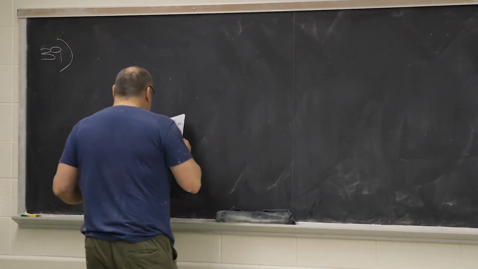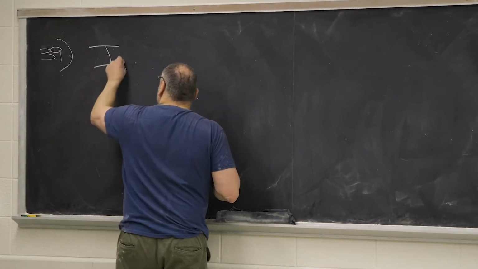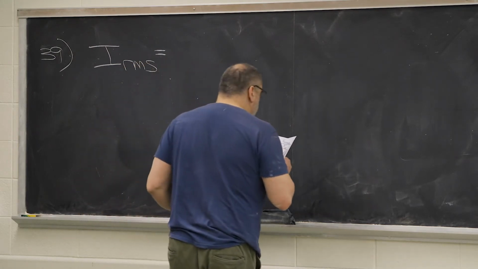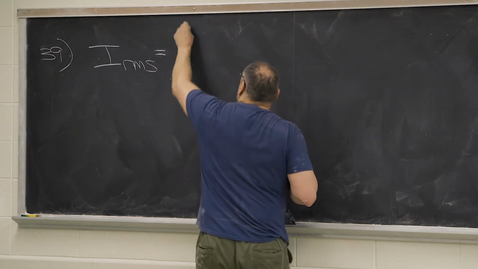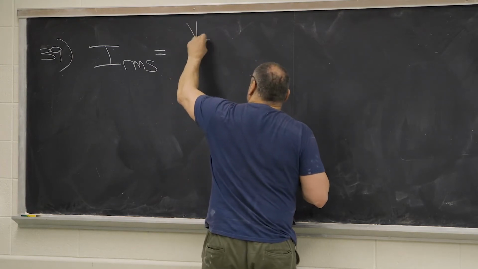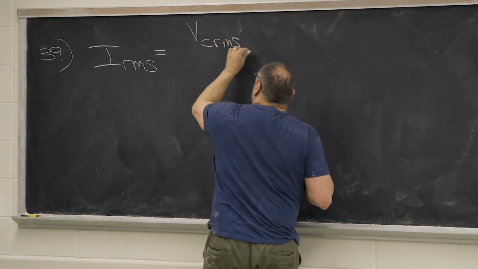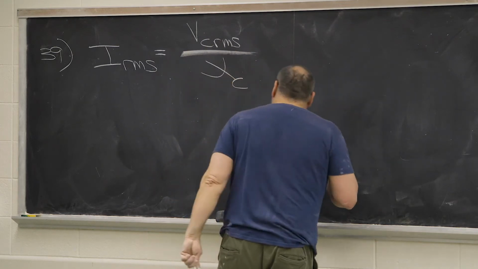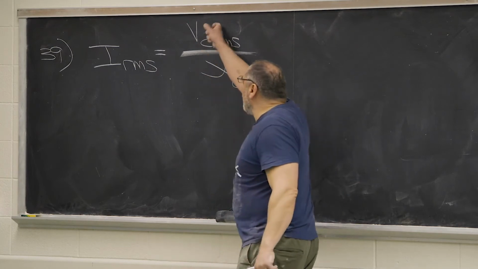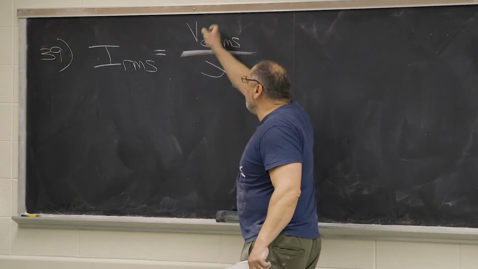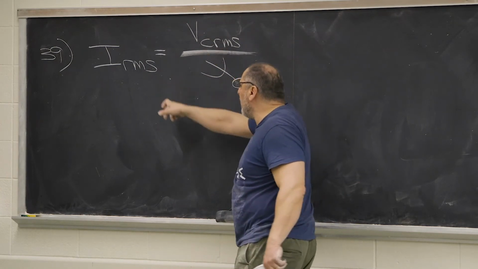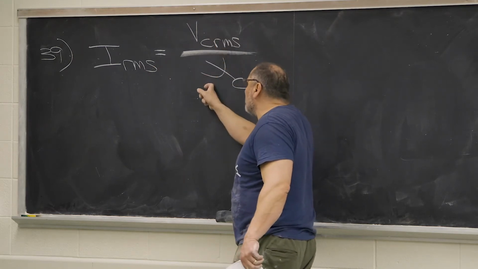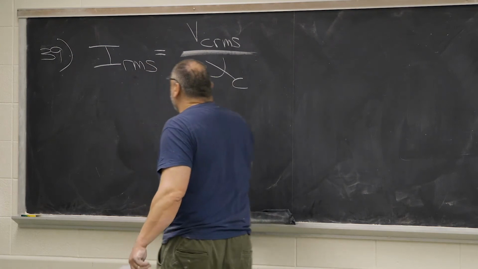The IRMS is the same as the Imax divided by the square root of 2. The VCRMS is the same as the VC divided by the square root of 2. So when you got the RMS in there, you got to keep it universally present. This looks a lot like voltage divided by resistance. Voltage divided by resistance will give you current. This guy behaves like resistance. So voltage divided by something that behaves like resistance will give you the current.